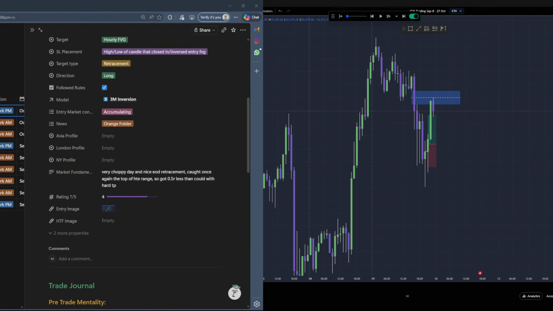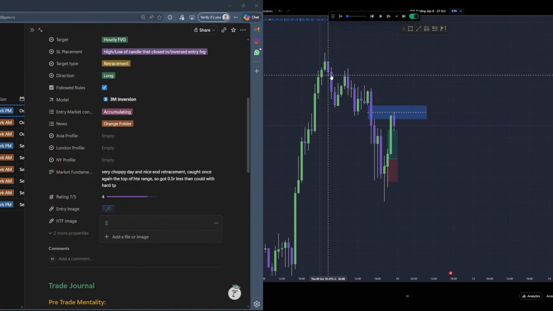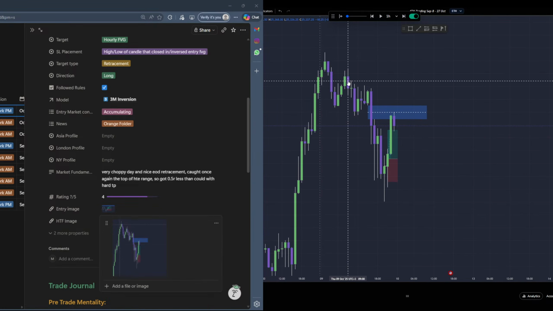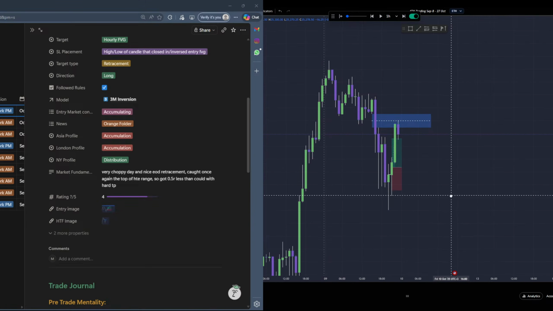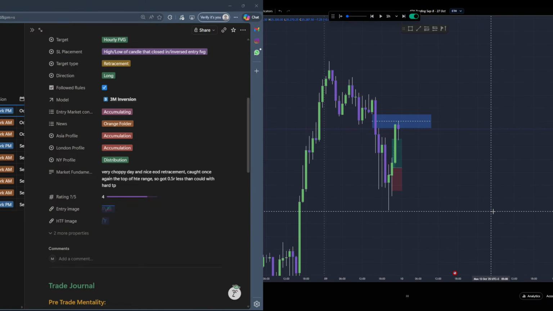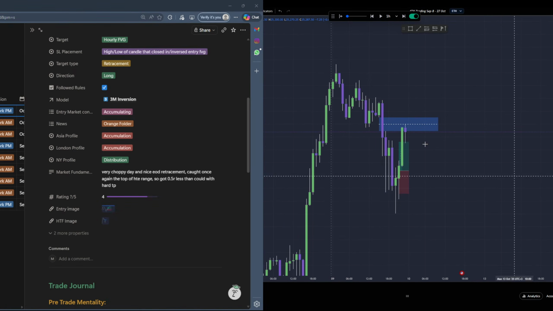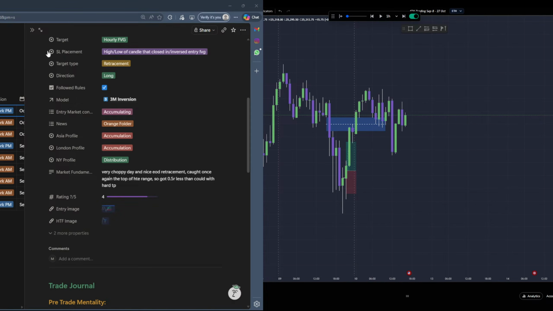The higher time frame image. And let's look at this session profiling we had. Asia pretty much accumulating. London also accumulating, then distributed lower, so accumulation, distribution. We were going down all day. Okay, next.